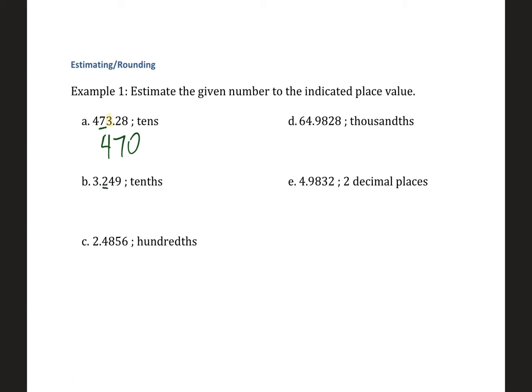For letter B, we want to round it to the tenths place. So that's going to be the 2. And again, we want to look to the right of it. That 4 is still below 5, so the 2 is going to stay the same. 473.2. Letter C, the hundredths value is going to be the 8. So 2.485, directly to the right is a 5. So 5 or greater, I'm going to increase that 8 by 1. So it's going to be 2.49.